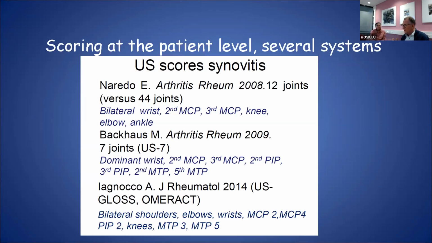Now we go to the patient level. We talked in the last slide about single joints, but now if we put this together, there are many competing schools: 12 joints, 44 joints, 7 joints. So how many joints do you take into account when you make a score? And they are competing with each other. I skip this because I think this is not good in practical life. This is more for science.